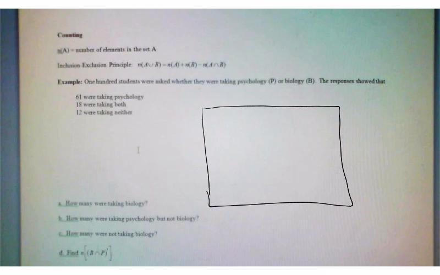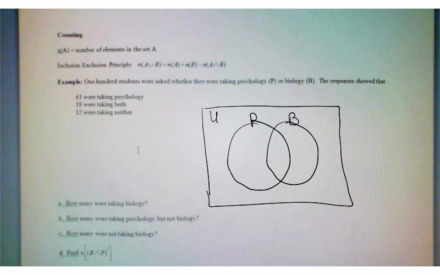Now, our universe, in this particular case, we're dealing with 100 students who were asked whether they were taking psychology, which is P, or biology, B. And then we have the following responses, that 61 were taking psych, 18 taking both, and 12 taking neither. So our universe is all 100 students.